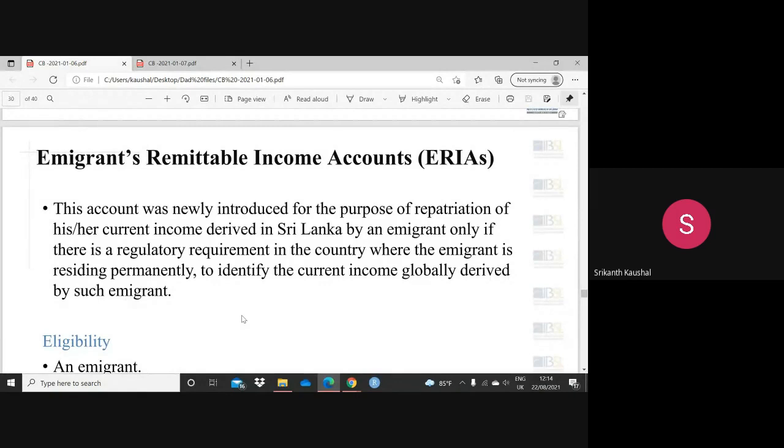So you should know this is only coming into force if there is a requirement in the immigrant's country. You can see this account was newly introduced for the purpose of repatriation of his current income derived in Sri Lanka by the immigrant, only if there is a regulated requirement in the country where the immigrant is residing permanently to identify the current income globally derived by such immigrant.